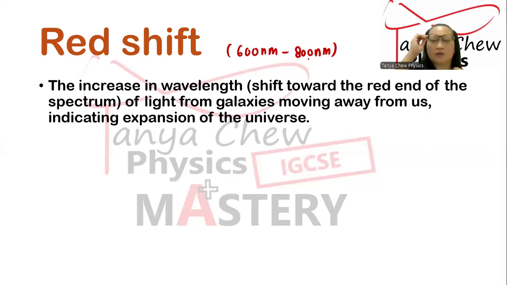So redshift is the increase in wavelength, a shift towards the red end of the spectrum of light from the galaxies that are moving away from us. Right? They will give out light in terms of red color, indicating expansion of the universe, Big Bang Theory. Right?